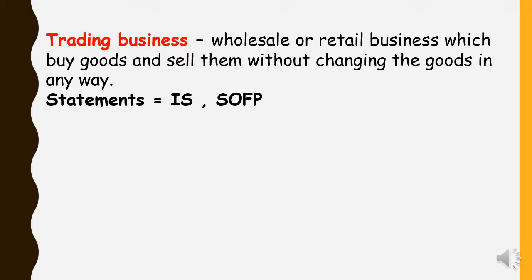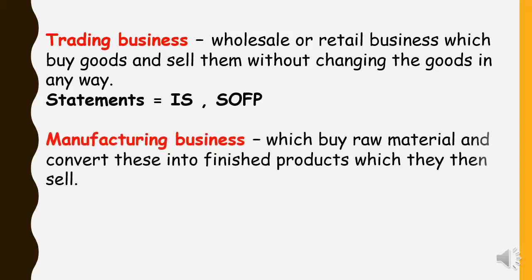But now we are going for manufacturing business. What is a manufacturing business? The companies buy raw material and convert them into the finished product. After that, they sell it. They do it themselves and then they sell. Trading business, they buy and then they sell. Manufacturing business, they buy the raw material, process and convert them into the finished product, and then they will sell to the market.